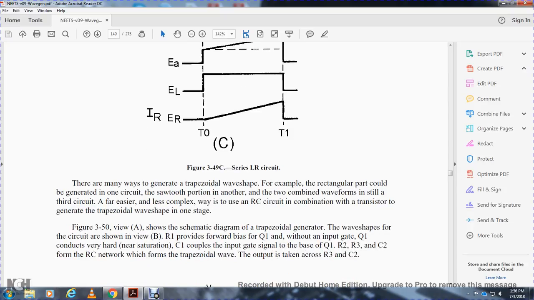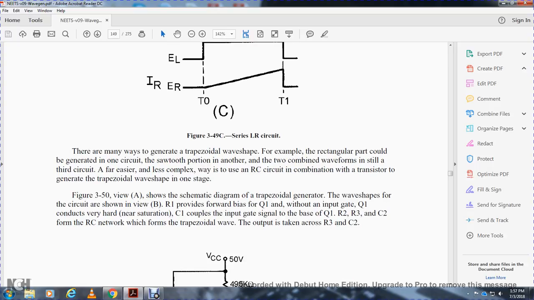There are many ways to generate a trapezoidal wave shape. For example, the rectangular part could be generated in one circuit and the sawtooth portion in another, and then the two combined waveforms. Or, more simply and less complex, an RC circuit in combination with a transistor can generate the trapezoidal wave shape in one stage.